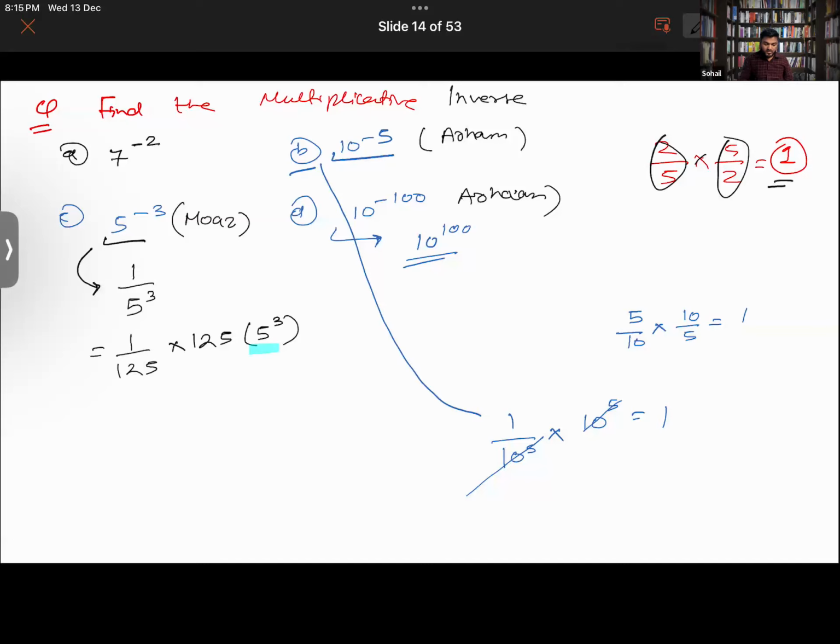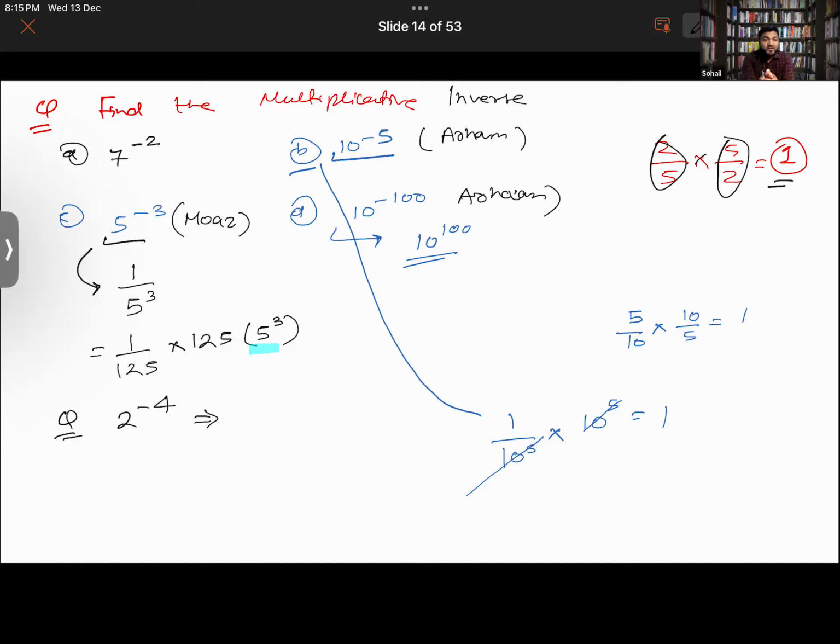Okay now. Arhan, you solve this question. 2 raised to the exponent minus 4 will be. What is your answer, Arham? 1 upon 7 raised to the power 2 multiplied by 7 raised to the power 2 upon 1 equals 1. So in this, the answer is what? What is our answer? 1, sir. That's 1.